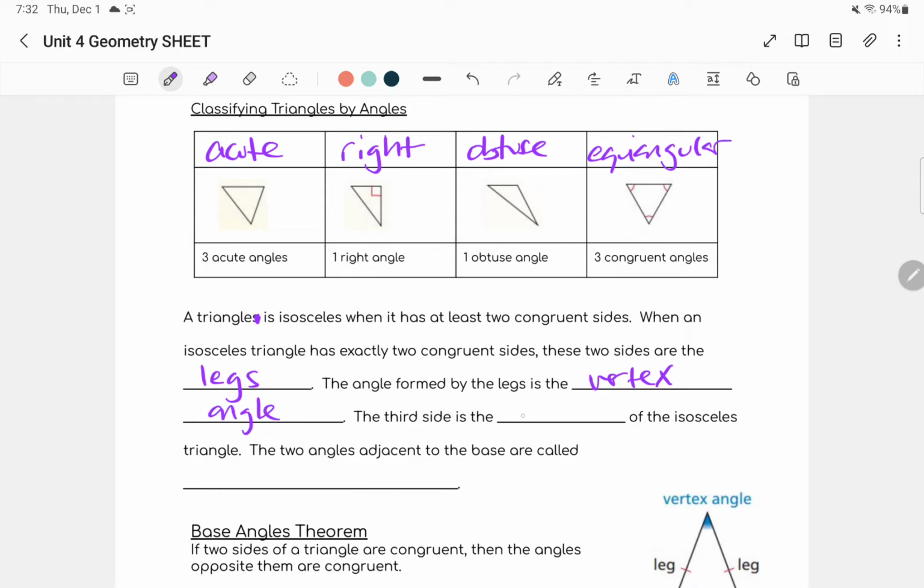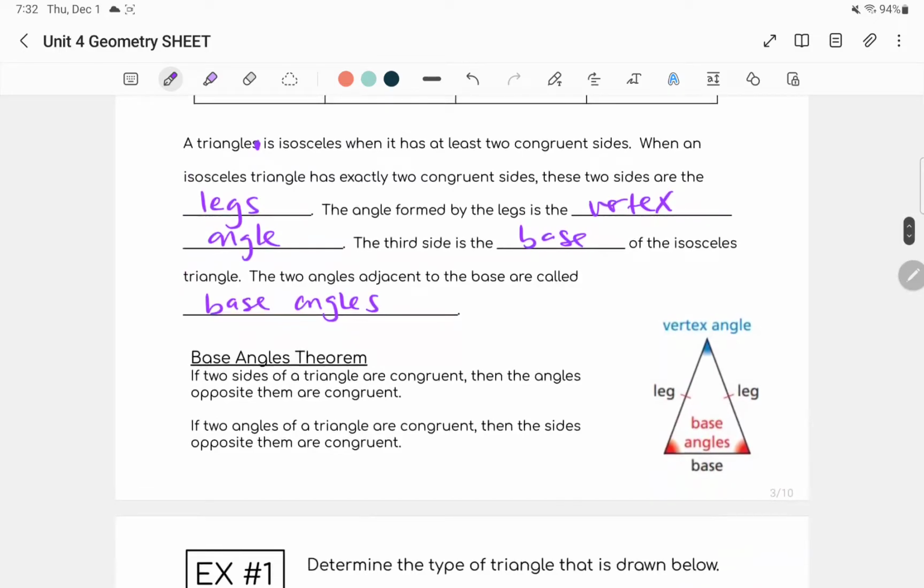And the third side is the base of the isosceles triangle. The two angles adjacent to the base are called base angles. And all this is illustrated in this diagram right here. It's actually kind of a little bit easier to look at the picture.